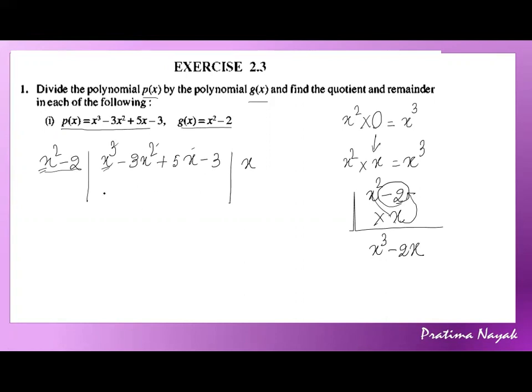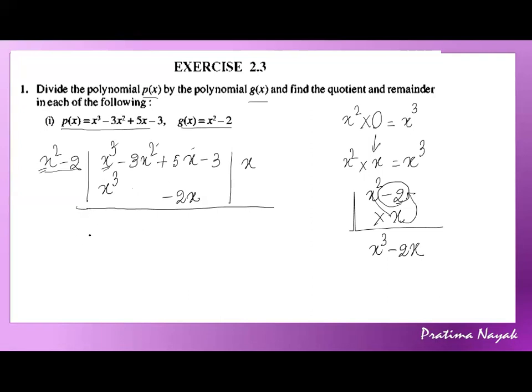Next I'll write this expression below the dividend. But while writing, I will observe that similar terms should be written one below the other. For example, x cube I will write here, but when I write minus 2x, I won't write it here. I'll write it below your 5x because they are similar terms, like terms. So this one step is now complete.